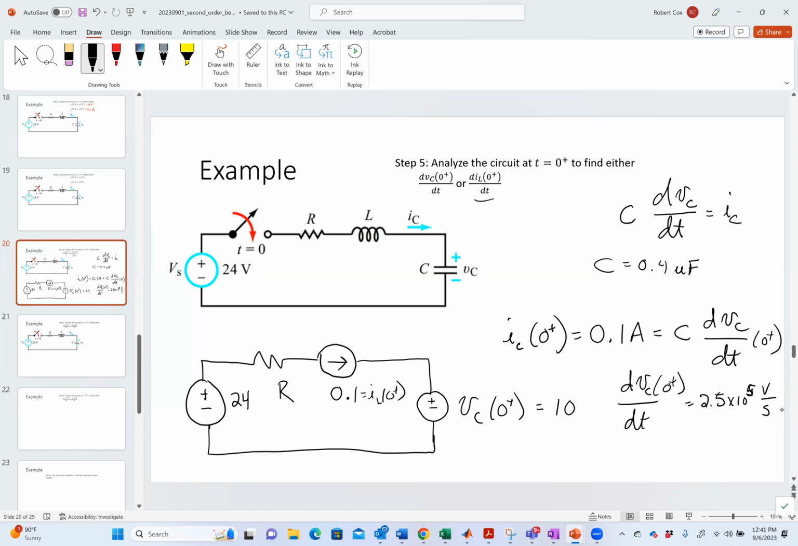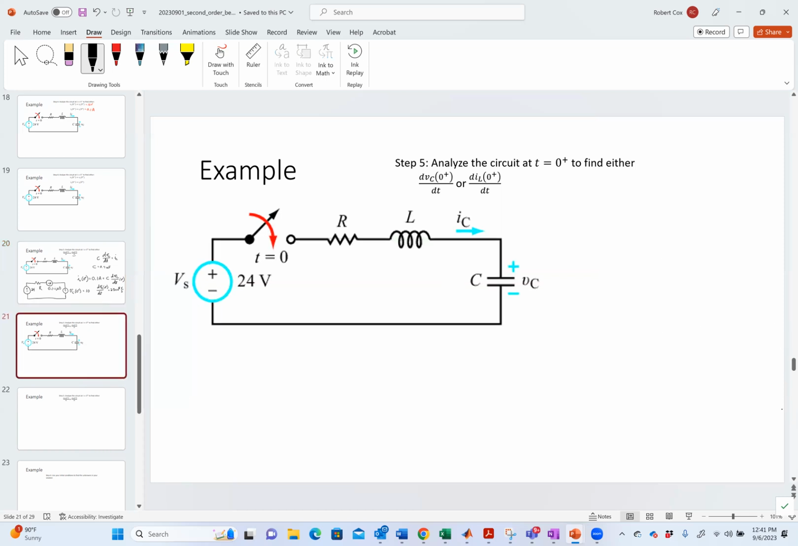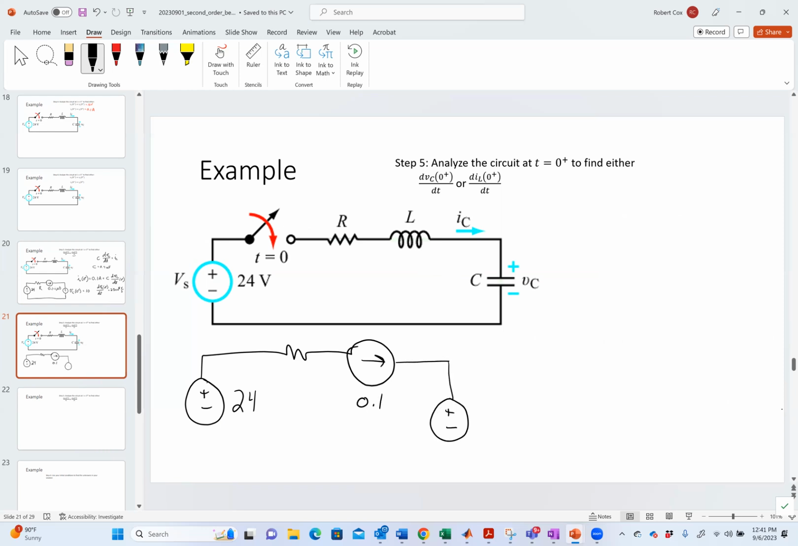So we've got the same circuit. I've got 24 volts, my R, this guy has become 0.1 amps, and this guy is 10 volts. I'm interested in solving for dIL by dt at 0 plus. So to solve for that, what do I need to solve for?